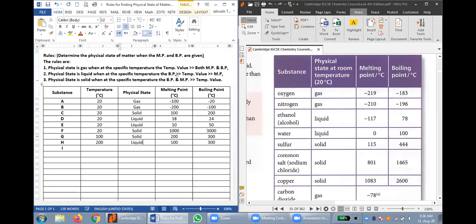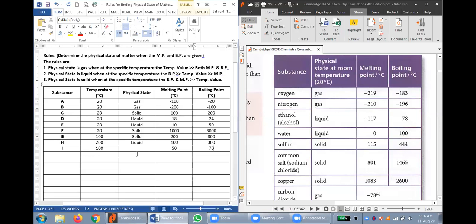Is that Halima or Umama? Your voices are too similar for me to differ. It was Halima. Ji Halima, why is it a liquid? Melting point is smaller than the temperature.